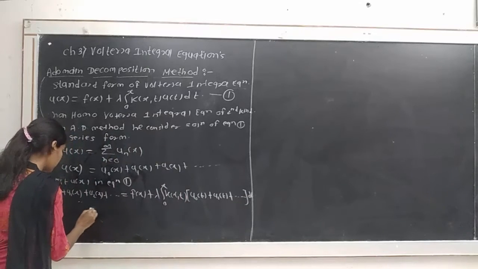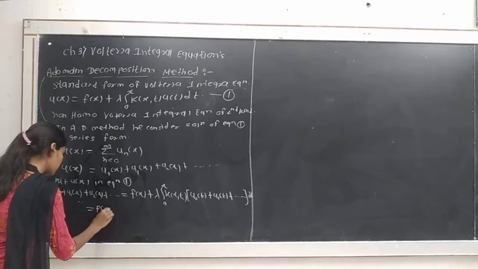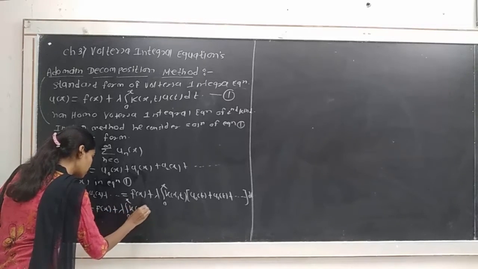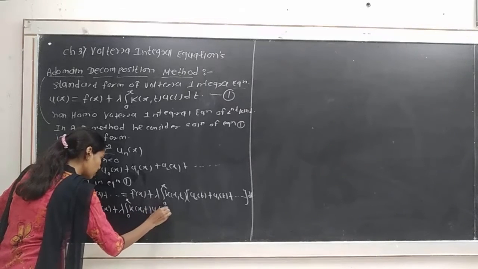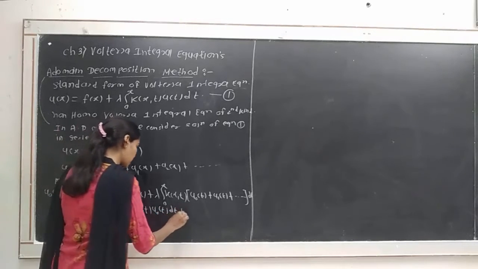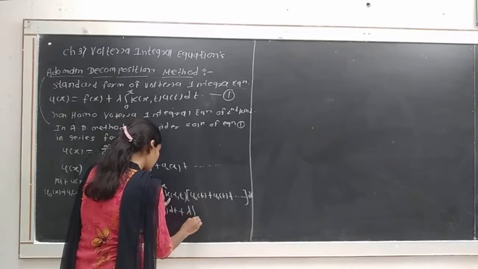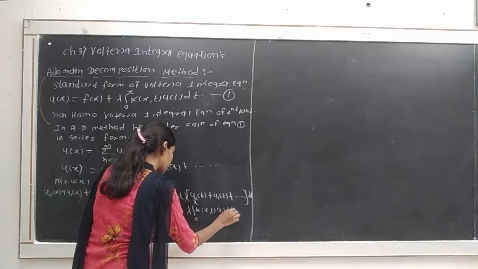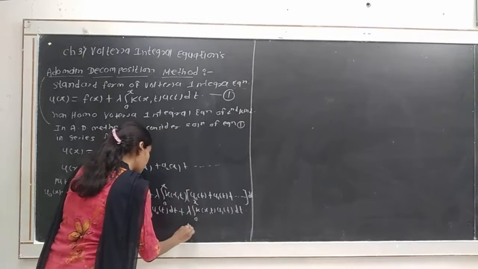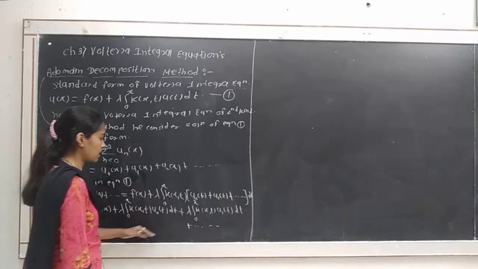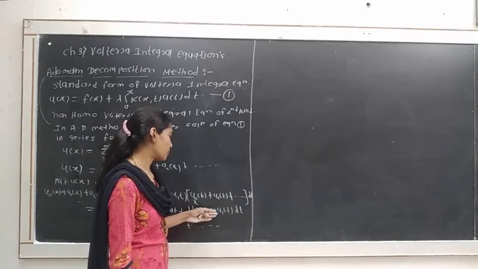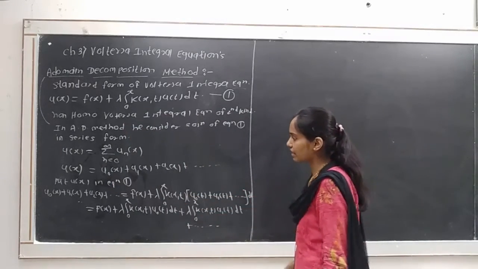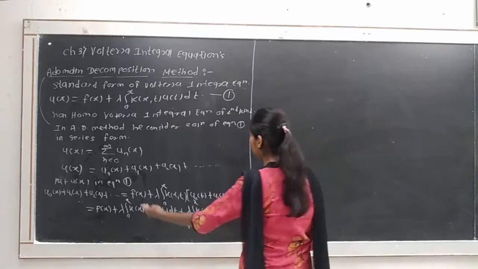We separate this integral in the RHS to get f of x plus lambda integration from 0 to x k of x t into u0 of t dt, the first integral. Then the second integral, lambda integration 0 to x k of x t into u1 of t dt, and the next terms in the same way, lambda integration from 0 to x k of x t u2 of t dt, and so on. Then we compare the LHS and RHS to get the recursive relation.